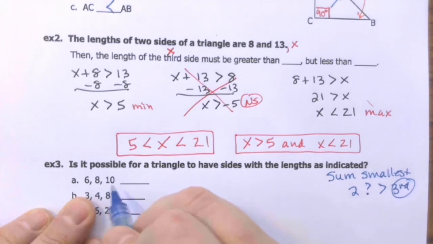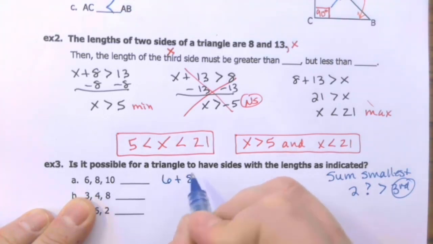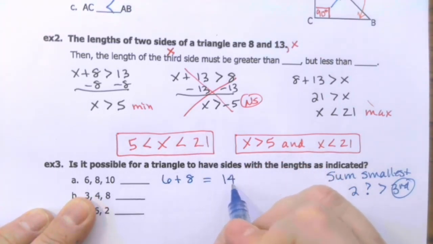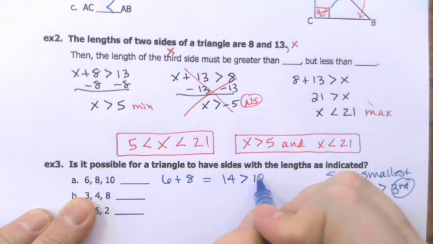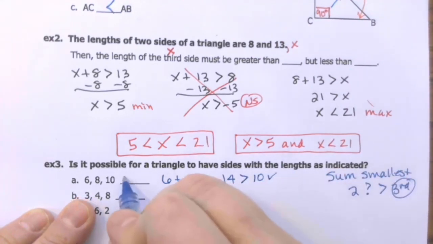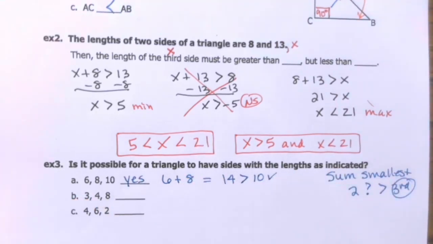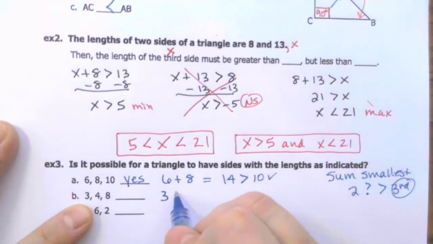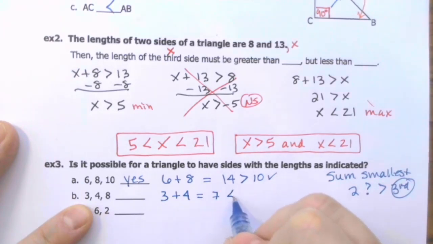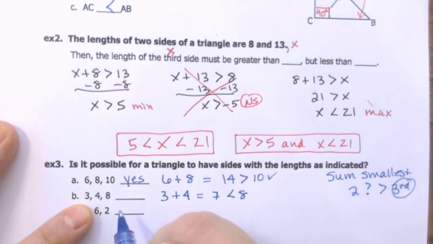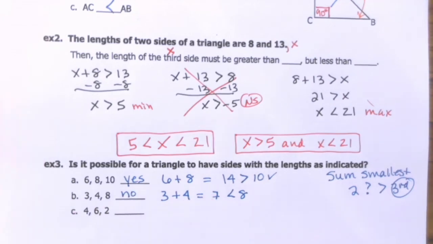So we're going to take 6 and 8. 6 plus 8 equals 14. That is greater than 10. So yes, a triangle is possible. Let's do the next one. Take the smallest two sides. 3 plus 4 is 7. 7 is less than 8. So no. You can't make a triangle. It has to be greater than the third side.